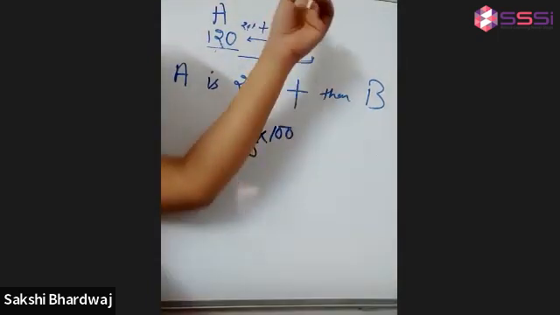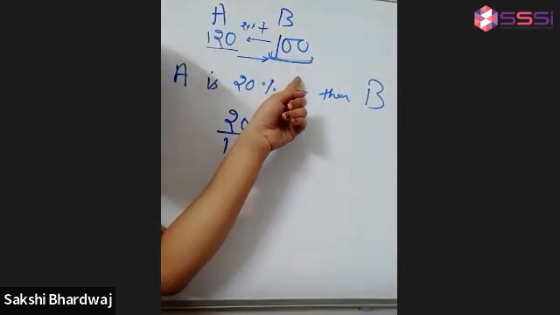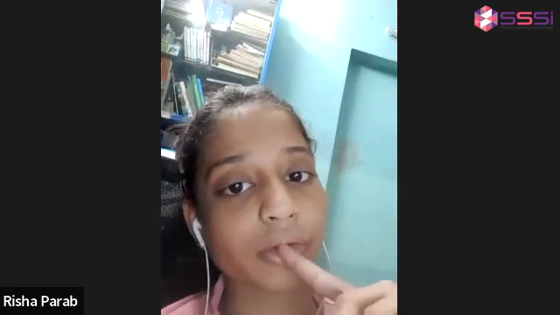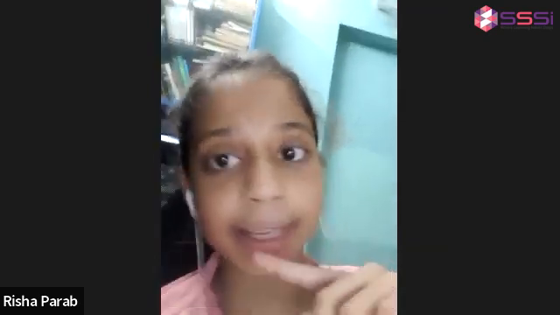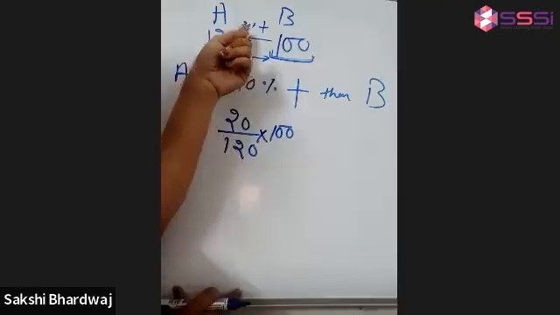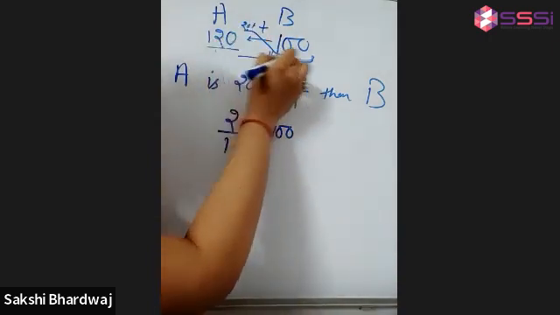20% of B. How much do we have? 100. That means 20% of 100? Yes, 20% of 100 is 20. We all know that. Clear? The first statement is A is 20% more than B. So we take 20% of 100.